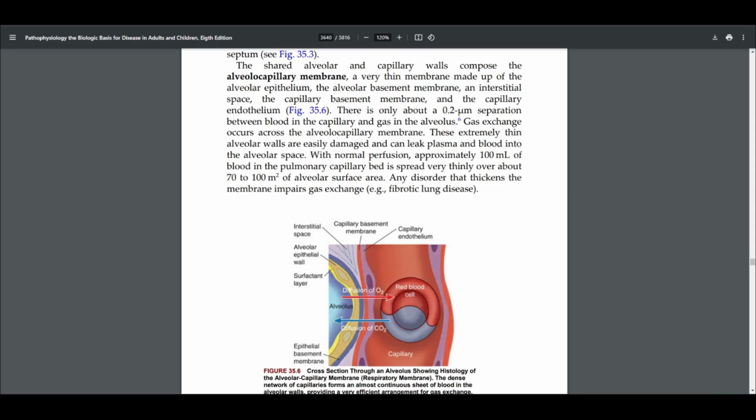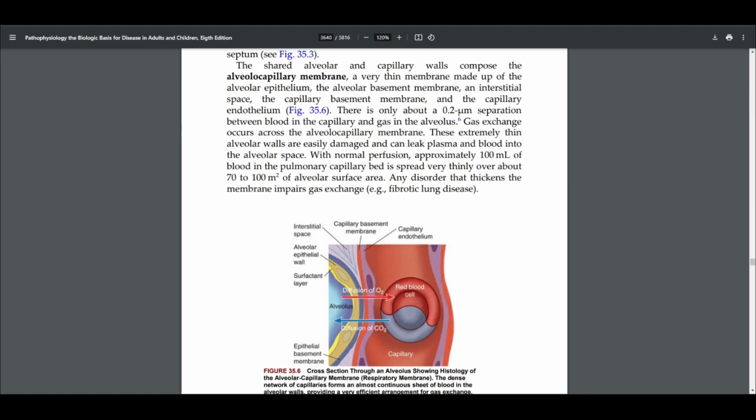alveolo-capillary membrane, a very thin membrane made up of the alveolar epithelium, the alveolar basement membrane, an interstitial space, the capillary basement membrane, and the capillary endothelium. There's only about a 0.2 micrometer separation between blood in the capillaries and gas of the alveolus. Gas exchange occurs across the alveolo-capillary membrane.